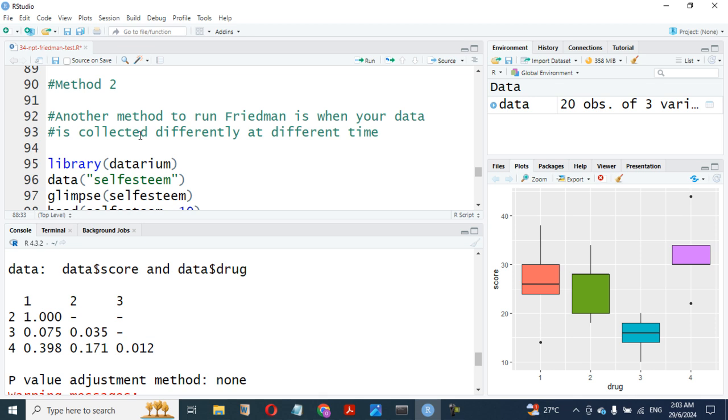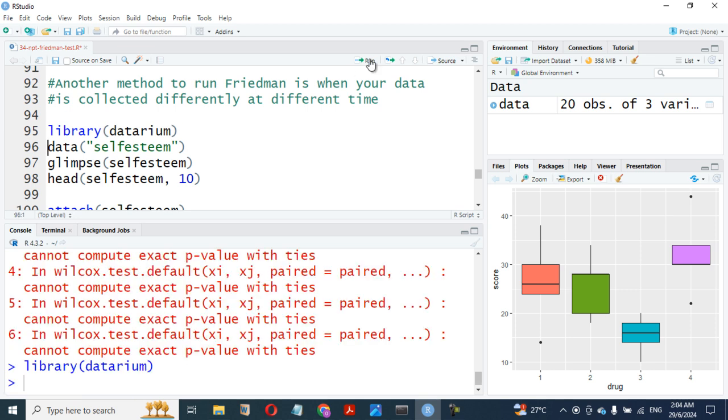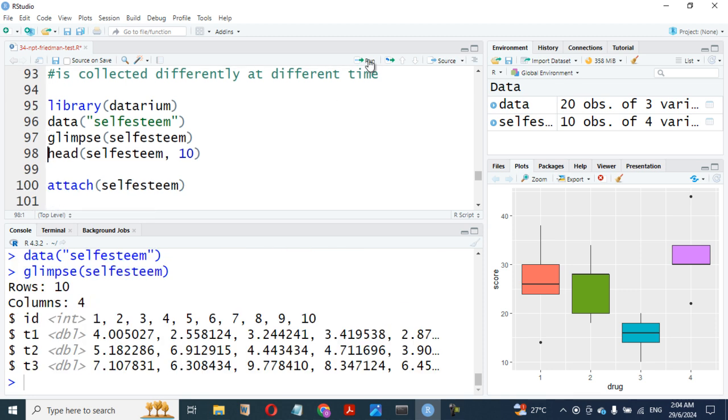when your data is collected differently. So we are going to use a data set from Datarium, which we have used before. Just run Datarium, run this. We are going to use the self-esteem data, and let's first glimpse it and see the result. This is our data set. We have ID, this is for each person, 10 per row.